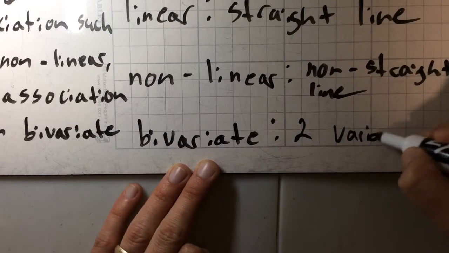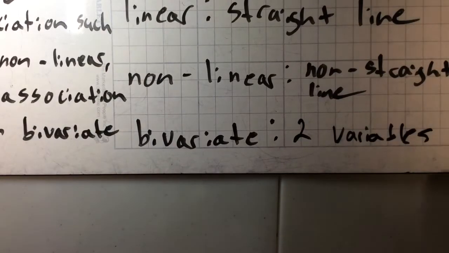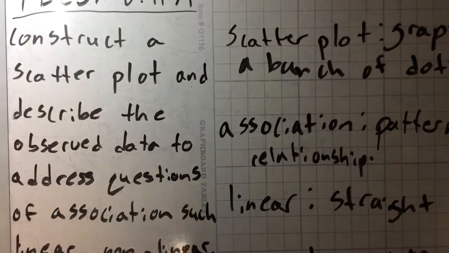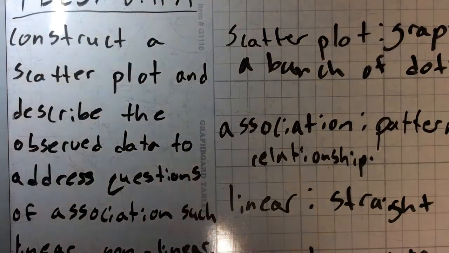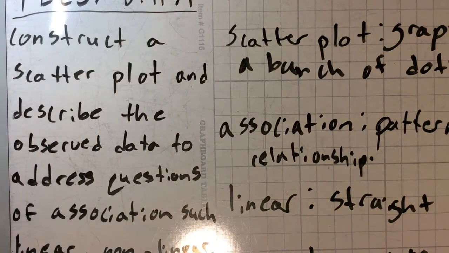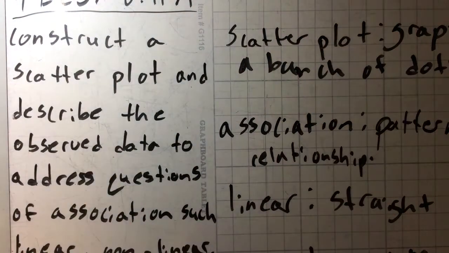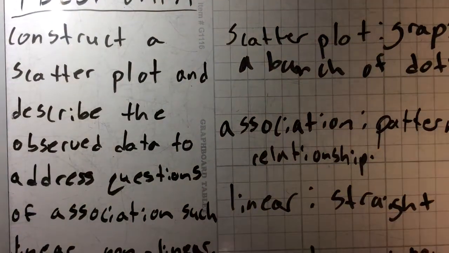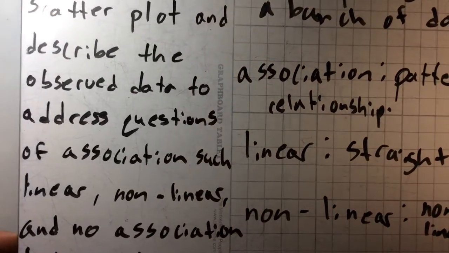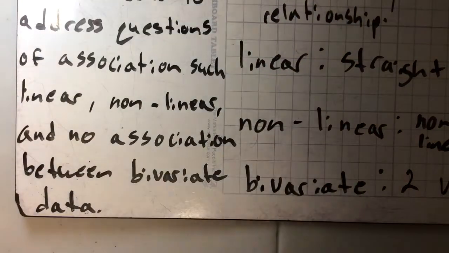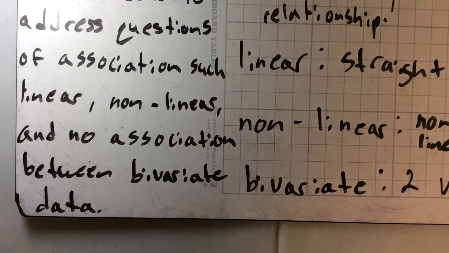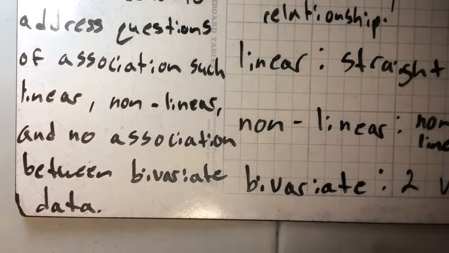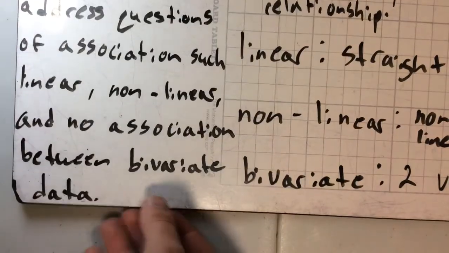Okay, so I'm going to break this TEK down one more time with our new words. So here's what it says. Construct a scatter plot, a bunch of dots on a graph, and describe the observed data to address questions of relationships between straight lines with patterns, non-straight lines with patterns, and no association between two variable data. Super simple. That's all we're doing today. Super duper easy. All right, cool.